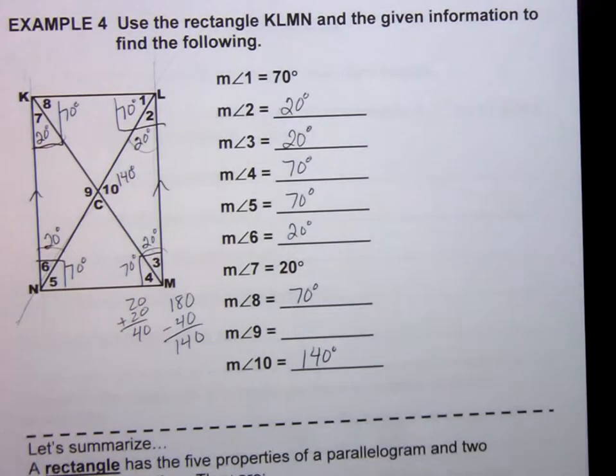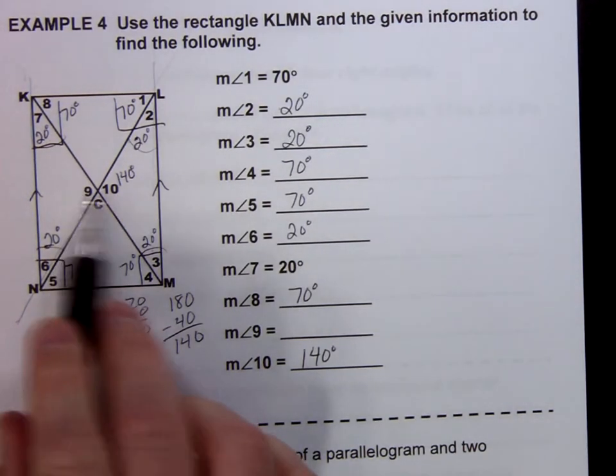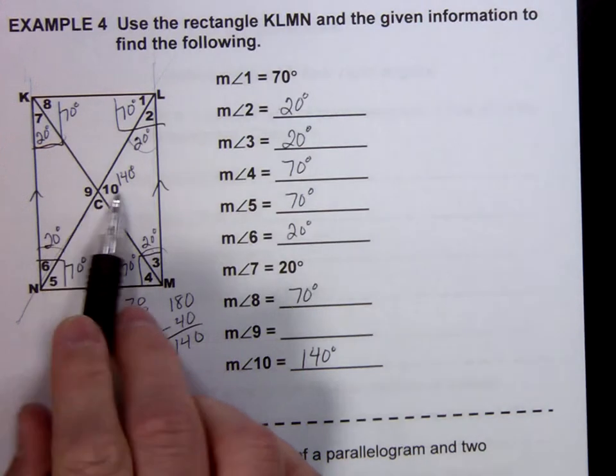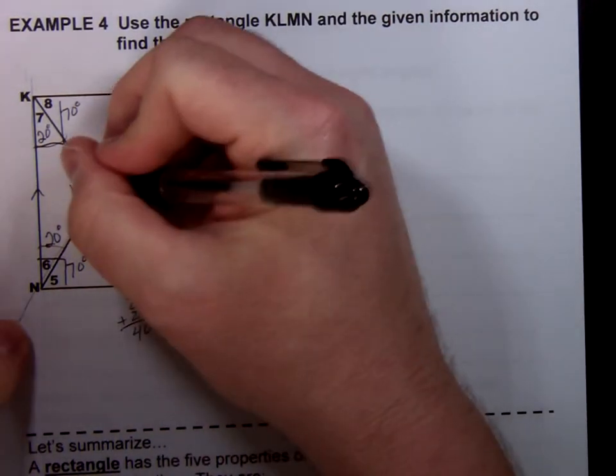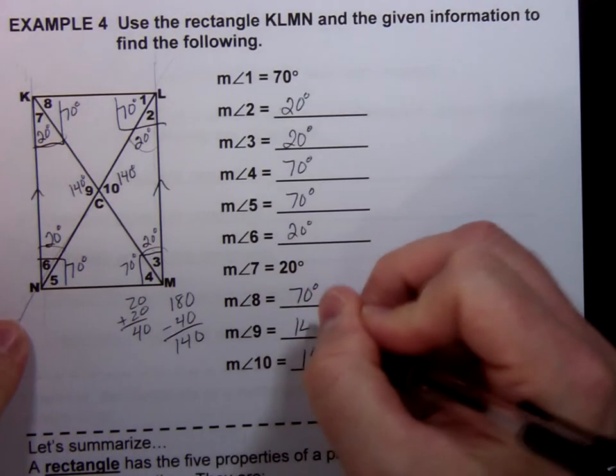And angle 9 and angle 10 are vertical angles. And vertical angles are always congruent. So angle 9 is also 140 degrees.